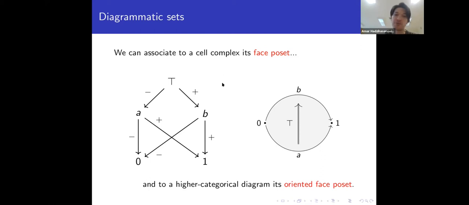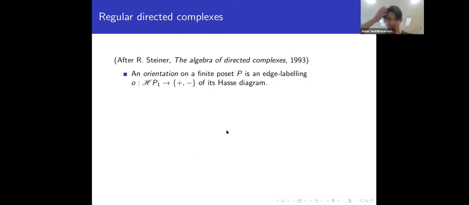When we take a higher categorical pasting diagram, we can do a similar operation. We can take its oriented face poset. It's supposed to be a pasting diagram in a two-category. We do the same thing, except now we remember which cells appear in the source and which cells appear in the target, or input and output, of another cell. These face posets with an orientation are going to be our basic combinatorial objects. This is heavily influenced by the work of Richard Steiner, the algebra of directed complexes.